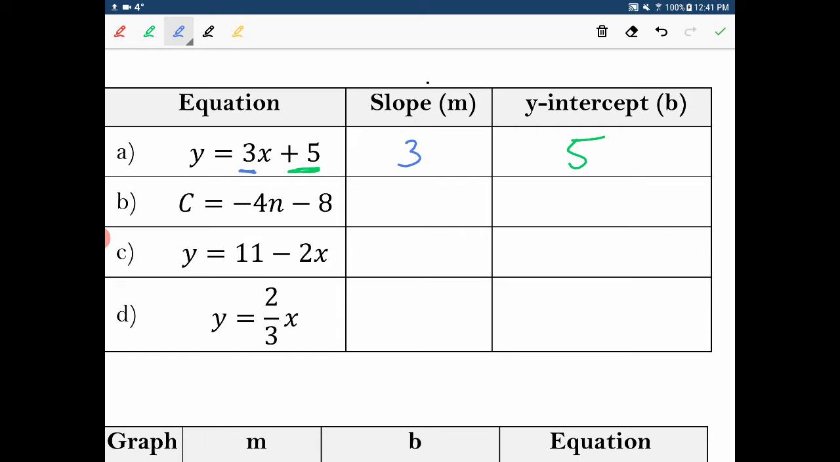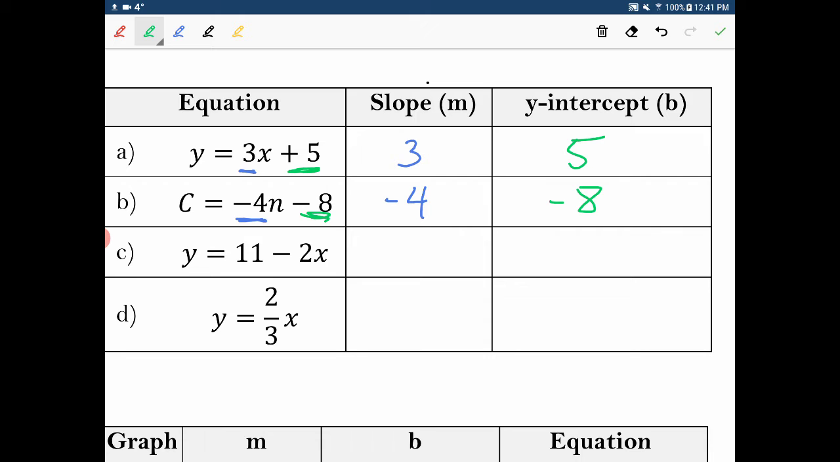In this case, we've got an n. So the number in front of the n is -4. The number by itself is -8. Okay, and it is important to notice that if it's a minus, that goes with the y-intercept. It's going to be a negative number.